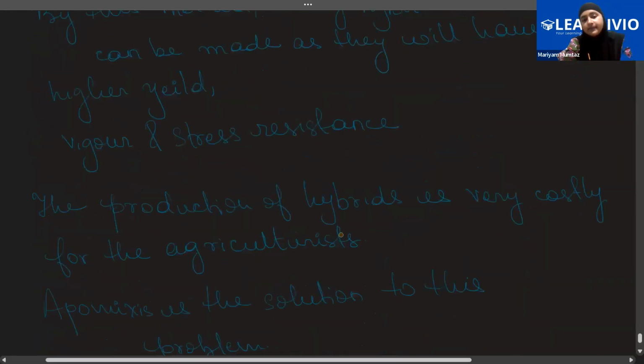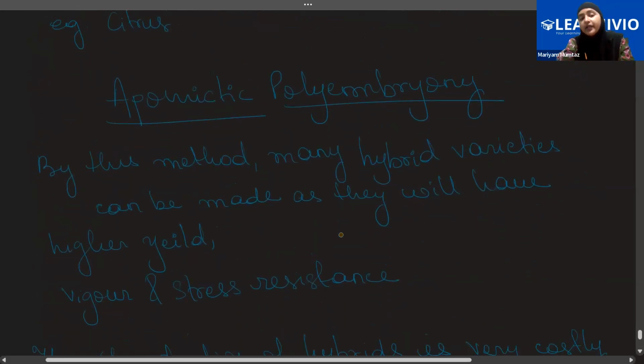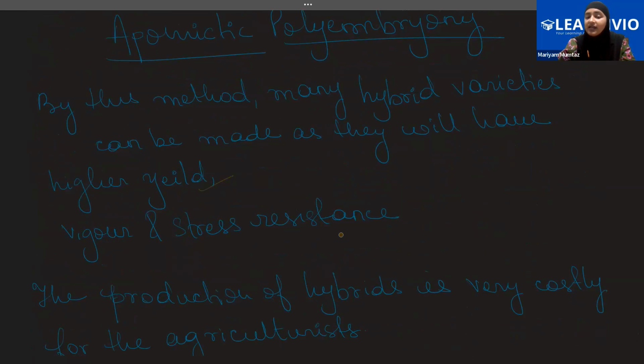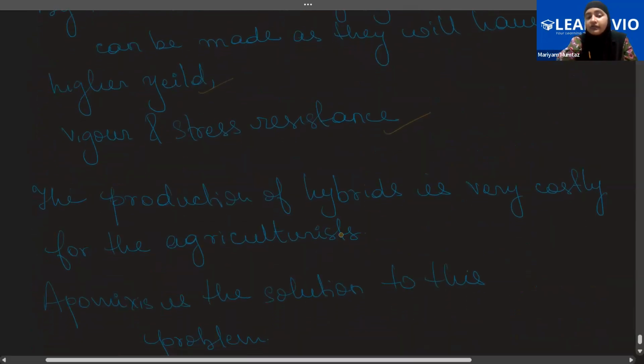Then comes apomictic polyembryony. By this method, many hybrid varieties can be made, as they will have higher yield, vigor, and stress resistance. Meaning, we can actually induce polyembryony. Polyembryony is when we can get multiple seeds, multiple embryos, and also apomixis, seed without fertilization, because fertilization takes a lot of time. So a quick solution is apomixis.